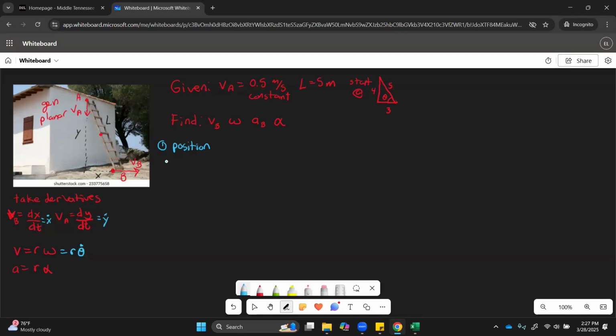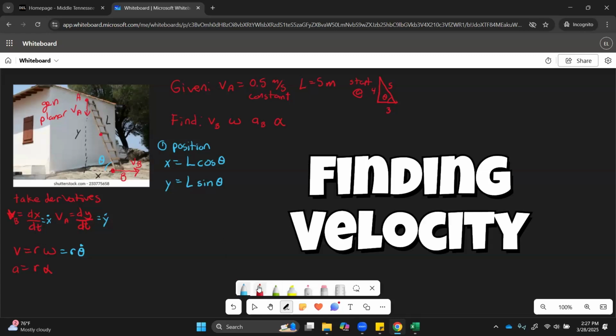So in here, our equations for position will have x equals length of ladder, and if this is theta, we have L cosine theta for x, and y equals L sine theta. So these are really just the standard equations for the triangle. So now step 2, we have to take the derivative for velocity.